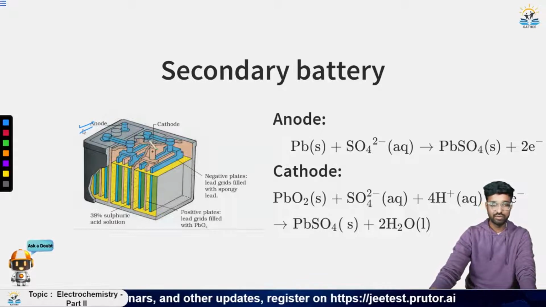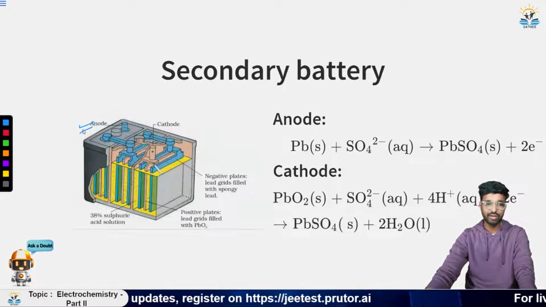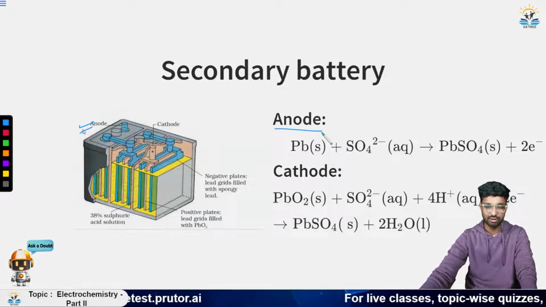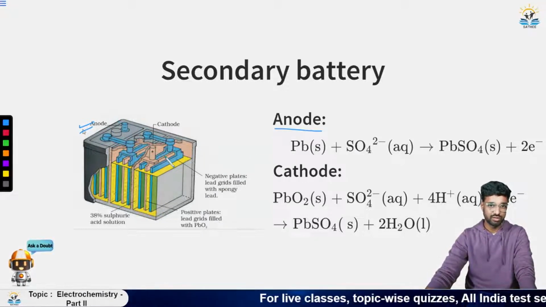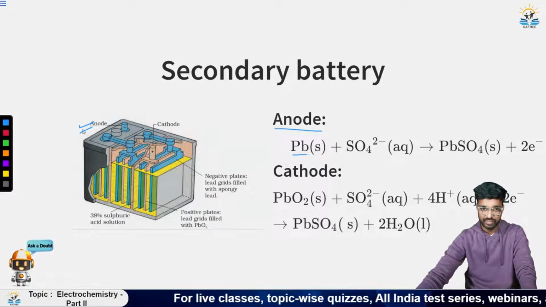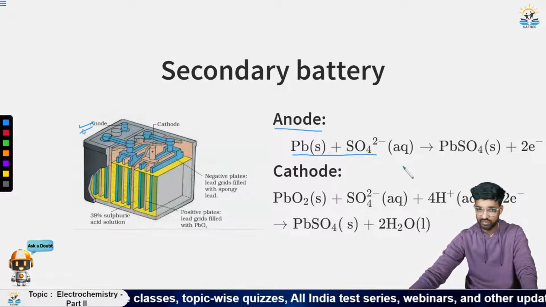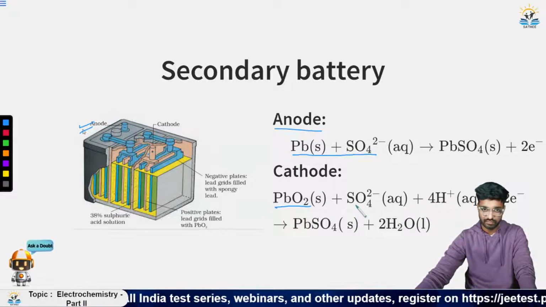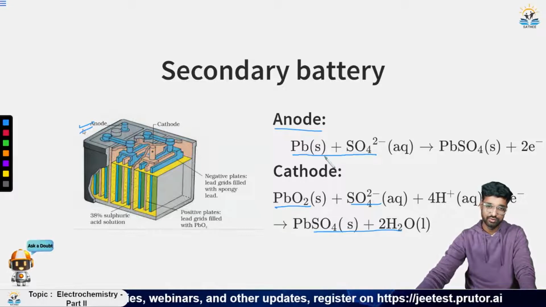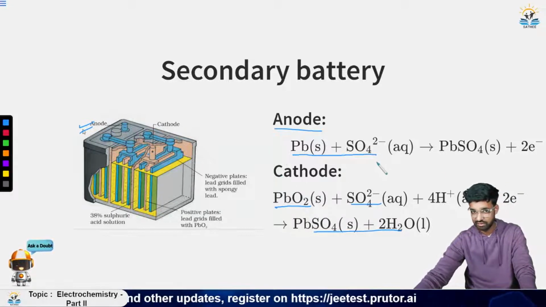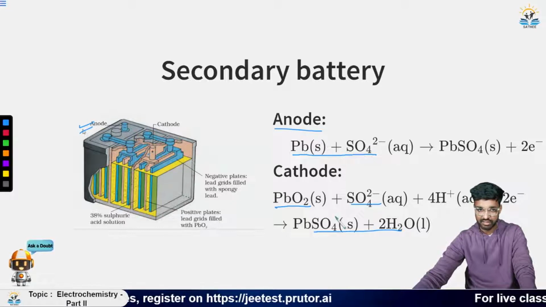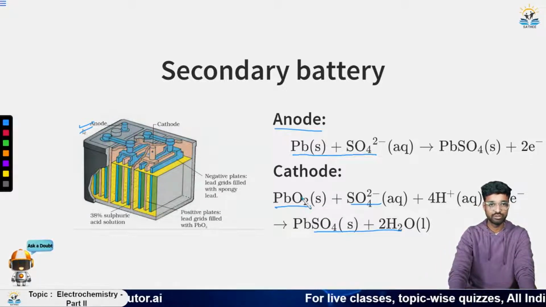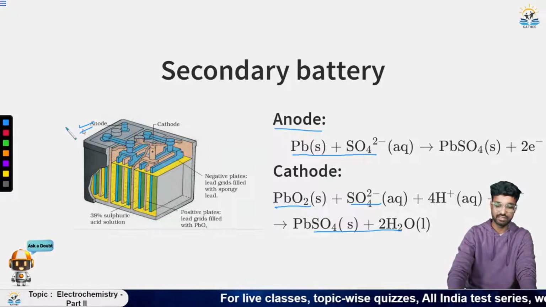Now this is the example of an inverter battery. It has a very complicated mechanism, so we will just look at the anode and cathode reactions. This is the anode and this is the cathode. Here we have PbSO4 2 minus, where Pb is getting oxidized and PbO2 is getting reduced. If you add both equations, at the anode and the cathode, you will get the overall reaction. This is an example of a secondary battery, so it is rechargeable.